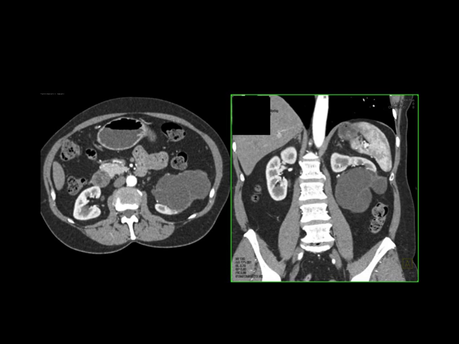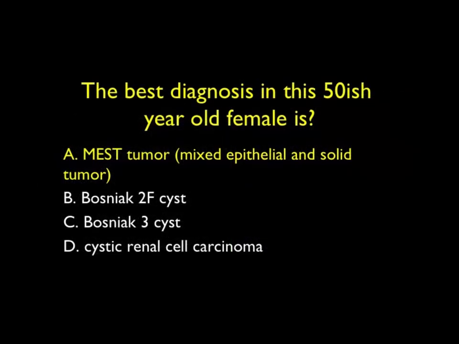There are thin septations. This is a classic diagnosis of a MEST, M-E-S-T tumor, or a mixed epithelial and stromal tumor. Very nice example. These are benign aggressive. They need to be resected. But just a very nice lesion and something you need to think about. We spend a lot of time thinking about Bosniak cystic lesions, but when you see a cystic lesion with multiple septations that replaces a good portion of the kidney, you got to think about a MEST, M-E-S-T tumor.